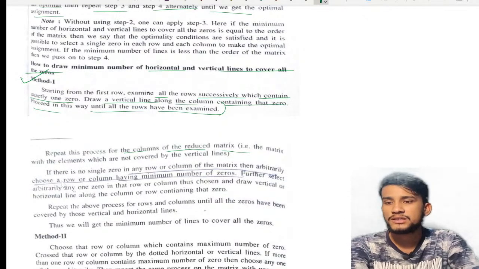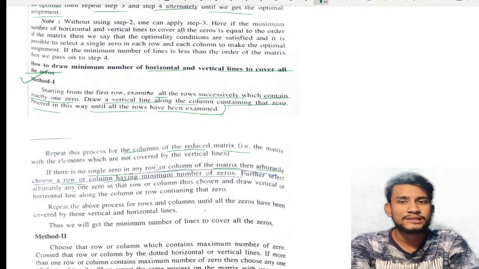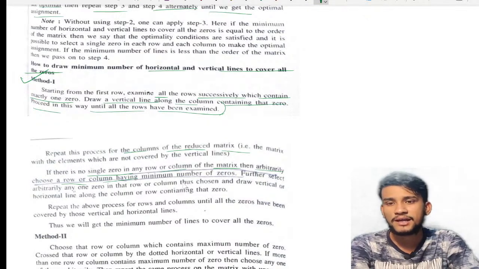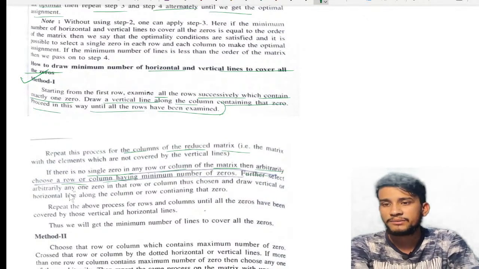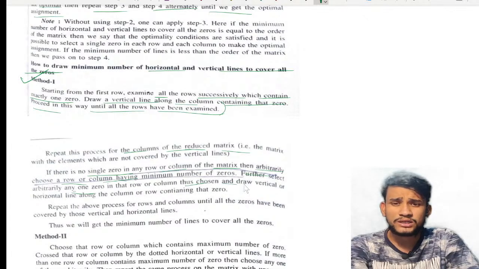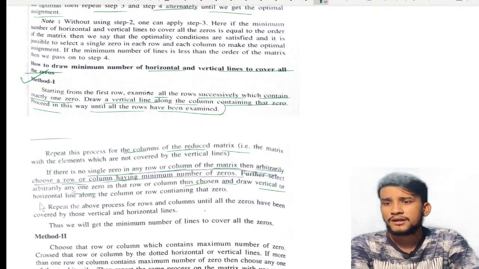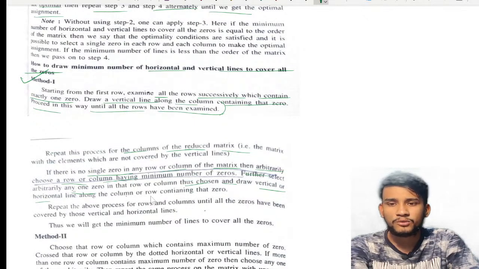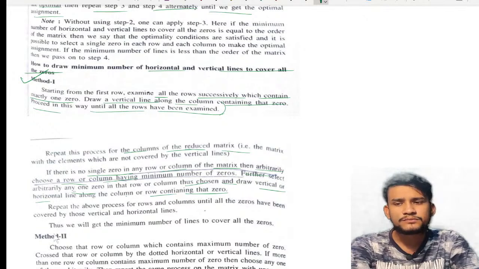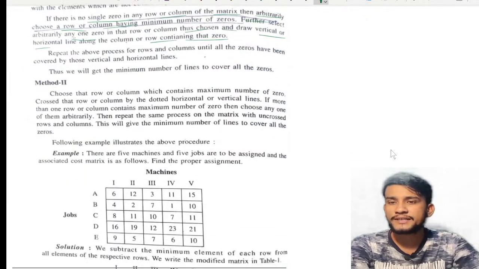Okay, so this is the case. If there is no single zero in any of the rows and columns of the matrix, then arbitrarily choose a row or column. So here, all the cases that can happen have been discussed. Of the zeros, further select arbitrarily any one zero in that row or column thus chosen, and draw a horizontal or vertical line along the row or column containing that zero. This is the first method.